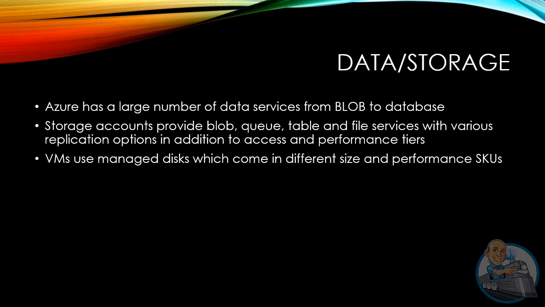Those managed disks, again, come in different sizes. They come in different performance SKUs. There's standard hard disk drive based, there's standard SSD based, premium SSD based, and then ultra SSD. Ultra SSD is really cool in that I have 3 pivots. When I create my ultra SSD, I specify a size, an IOPS, and a throughput. And I can actually change those as my needs are modified.